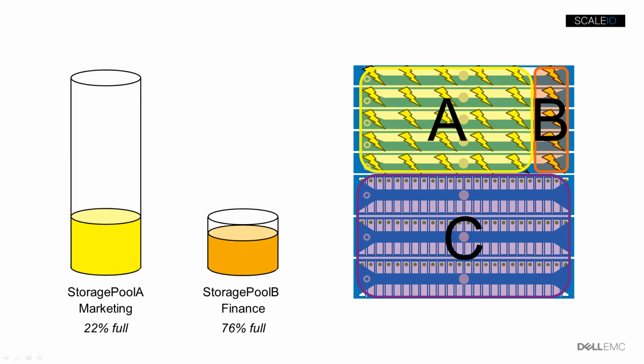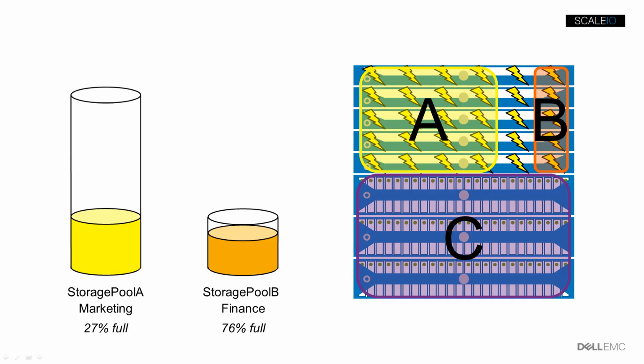With the system under load, we will move flash capacity from the marketing storage pool, A, to the finance storage pool, B. First, we will remove 5 SSDs from storage pool A. The storage pool will then rebalance, migrating user data and data protection off the drives to be removed. The capacity of storage pool A will decrease. It will go from 22% full to 27% full.